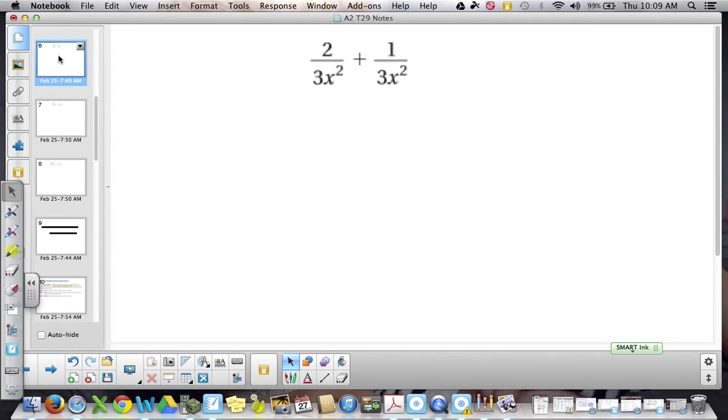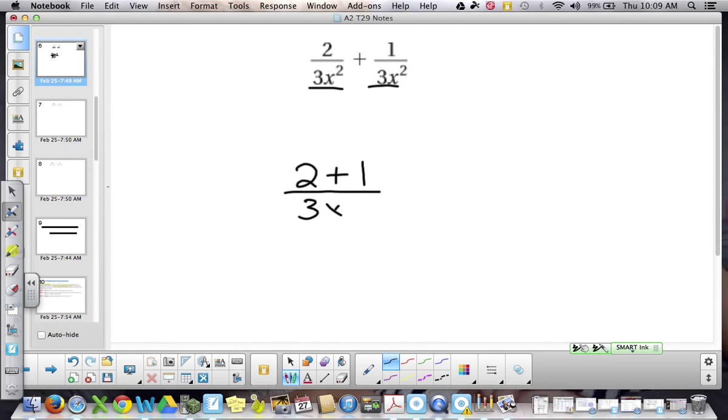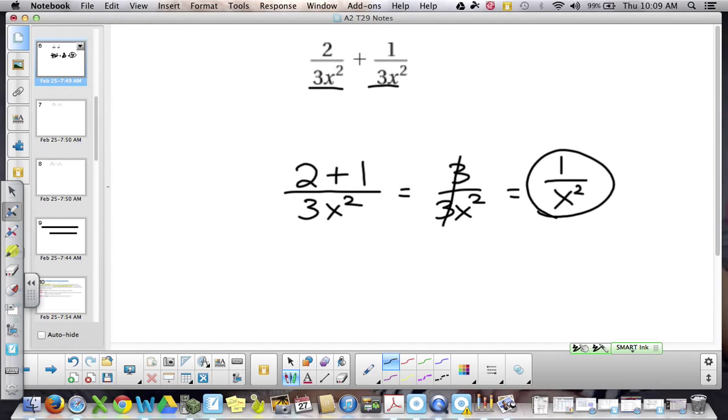All right, so for this example, again, we have the same denominator, 3x squared. So we're just adding those numerators, 2 plus 1 over 3x squared. So 2 plus 1 is 3. And again, can we simplify that? Well, yes. 3 and 3 have a common factor. Well, they are the same. So we just cancel them out, and you're left with 1 over x squared. That would be your sum.